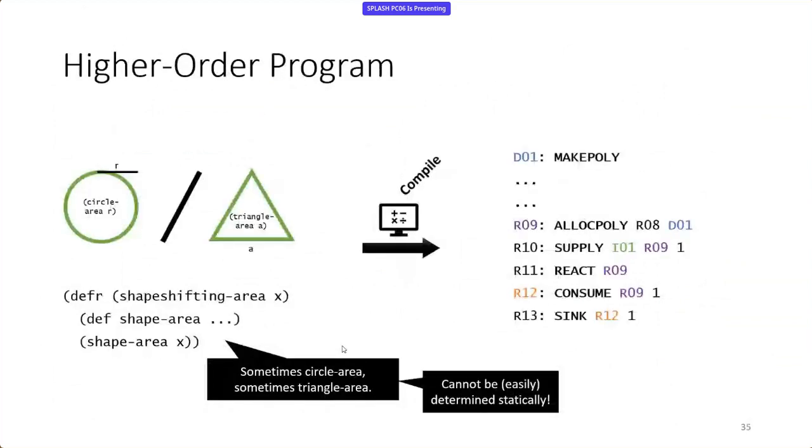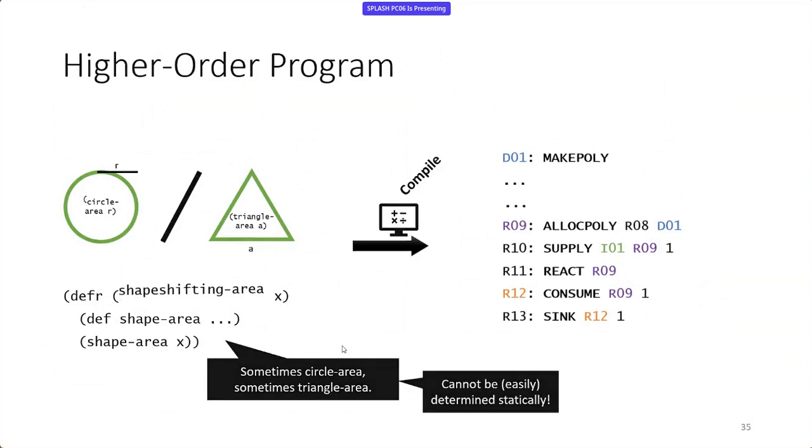Then finally, higher order programming in I is also supported. So here's a program. It's going to define a signal called shape area, and just assume for now that sometimes the value of that signal is going to be circle area, and sometimes it's going to be triangle area. And we're also going to assume that right now we cannot determine statically which one it is or which reactors it can be. So if we compile this program again, we get something like this.